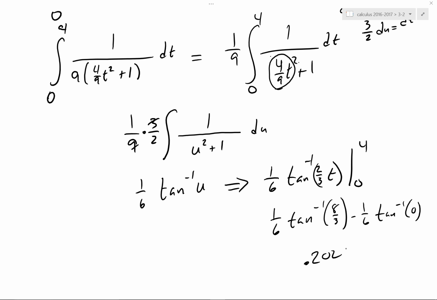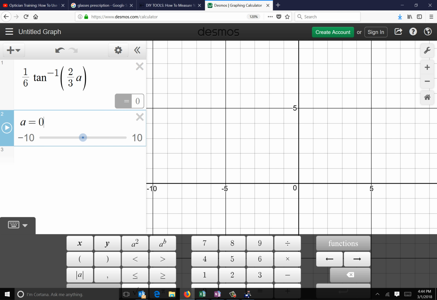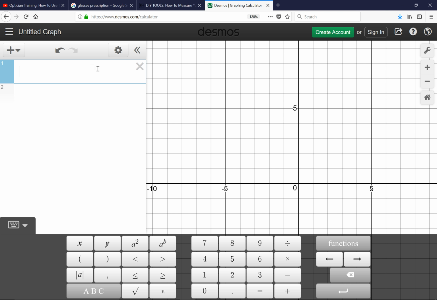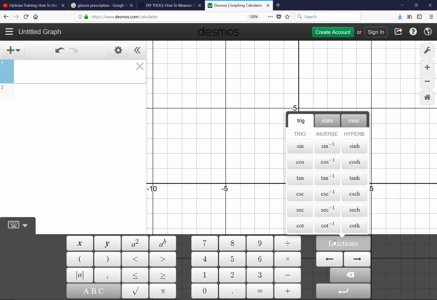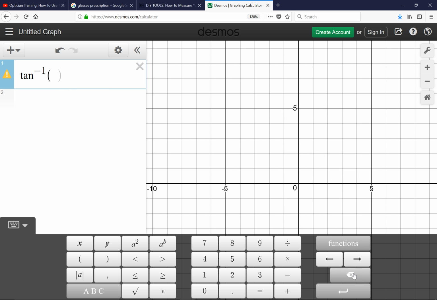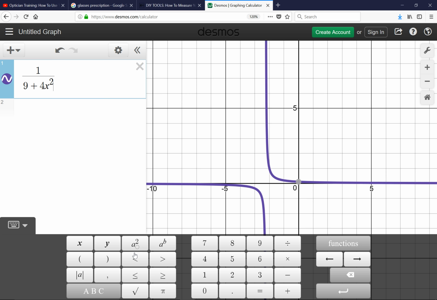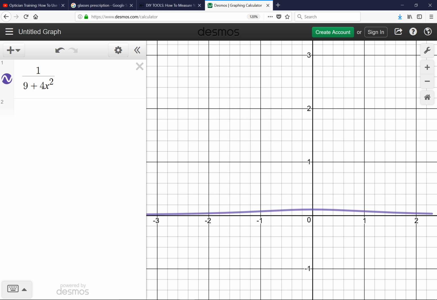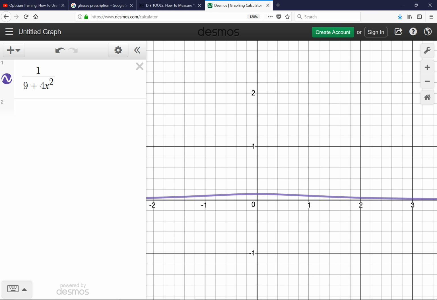Mr. Graham, I don't know if that seems reasonable or not. Could you show us how you think that might be reasonable? Yeah, I feel like it. So it's 1 divided by 9 plus 4x squared, right? And I'm interested between 0 and 2. Is that correct? Well, between 0 and 2, how much area is under this curve? Boy, not much. So would you buy that it was 0.2? Yeah, I'd probably buy it was 0.2. Yeah, it sounds reasonable to me.